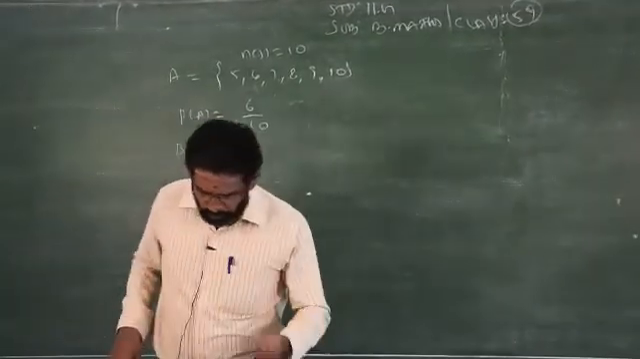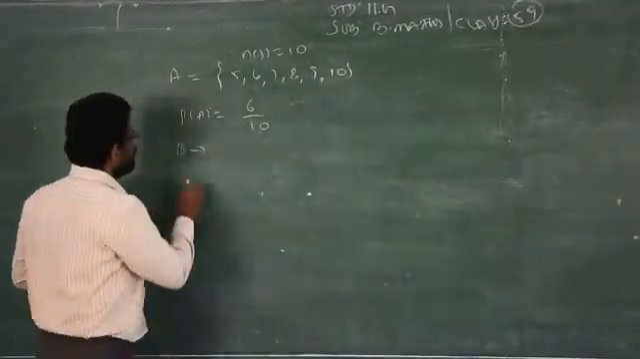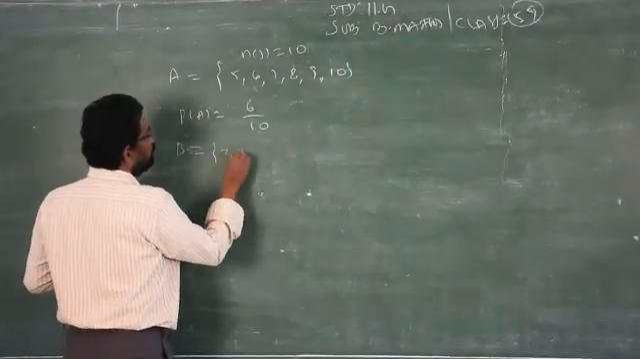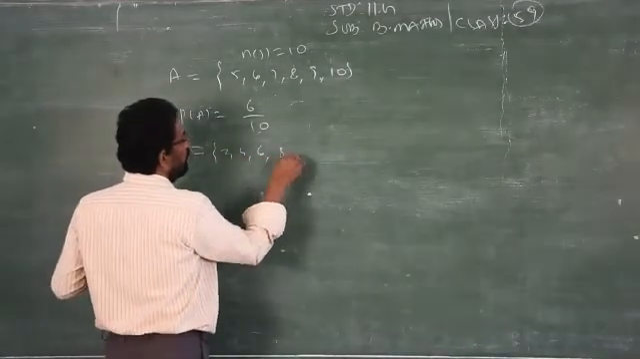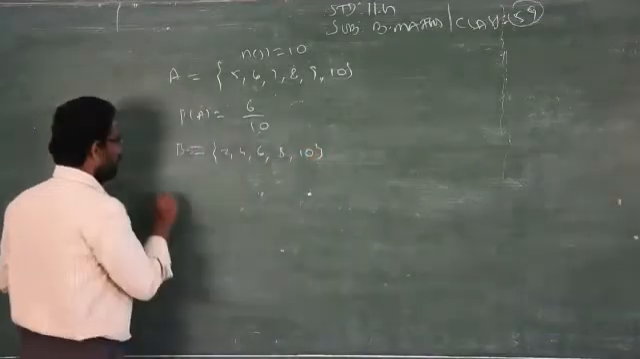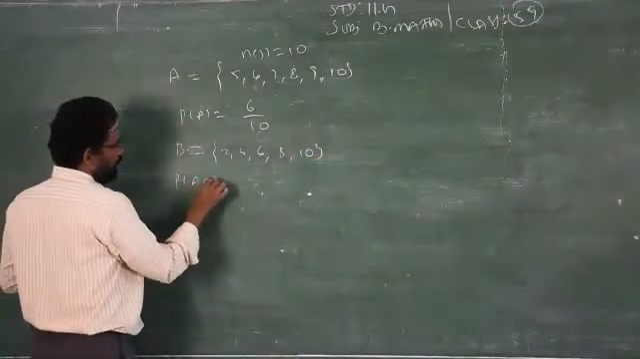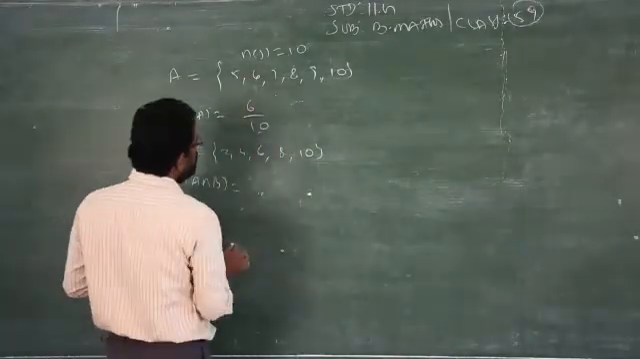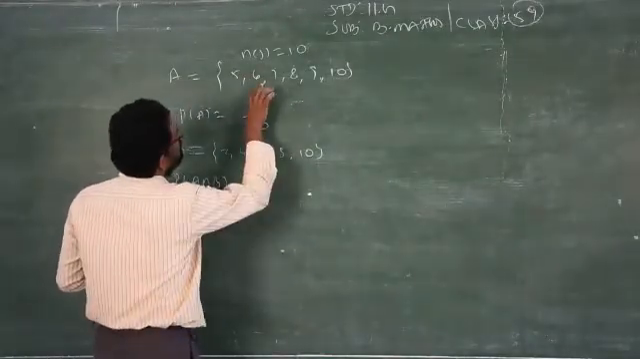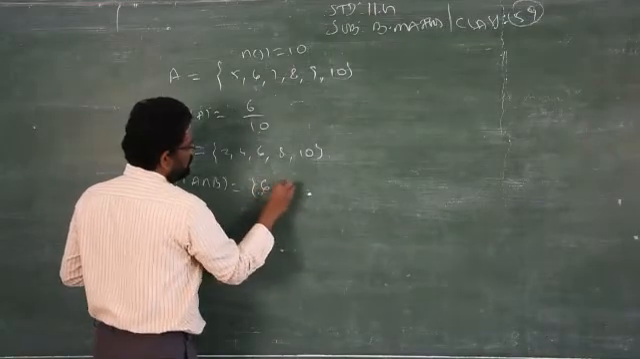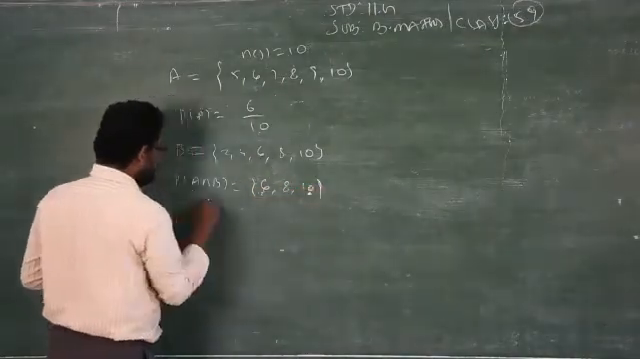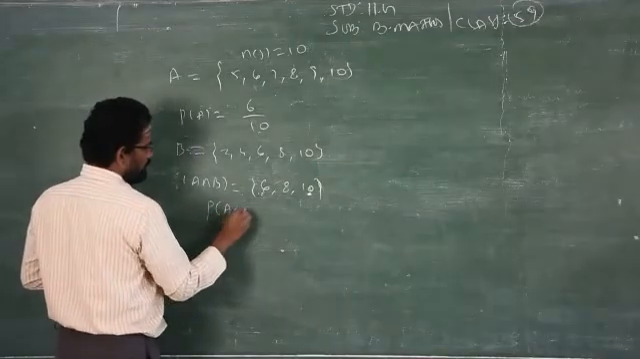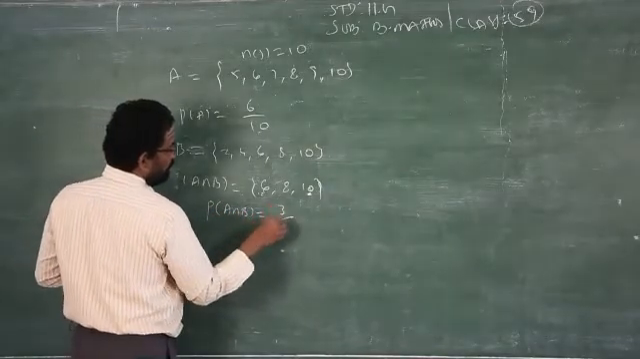What do you want to find out? That should be an even number. What are the even numbers from 1 to 10? 2, 4, 6, 8, 10. So these are the even numbers. You have to find A intersection B, that is, what numbers are common between these two? 6, 8, 10. So P of A intersection B is equal to 3 by 10.